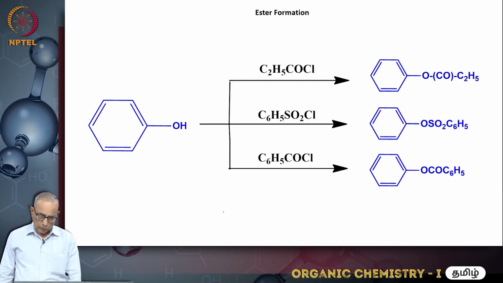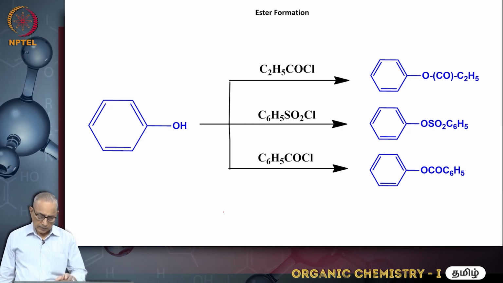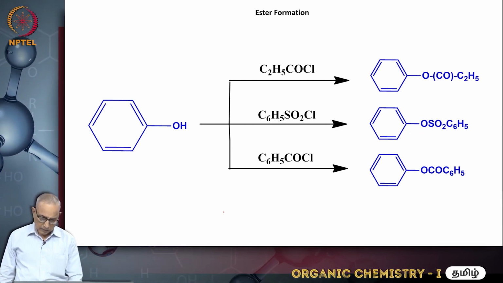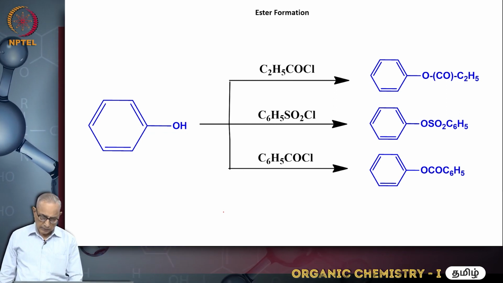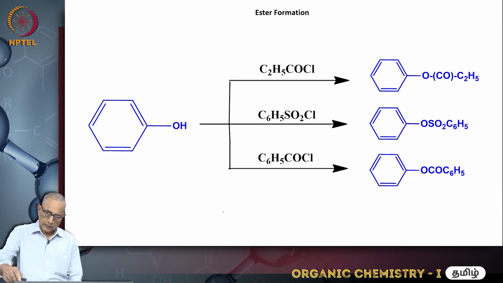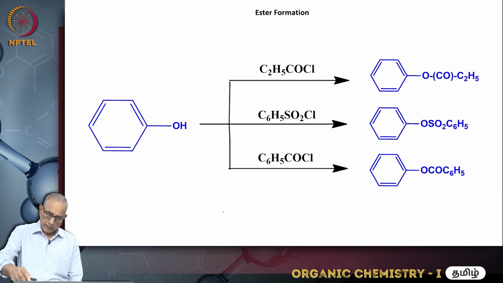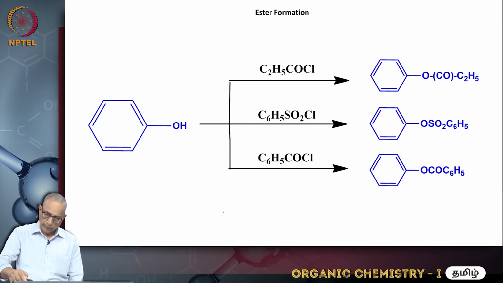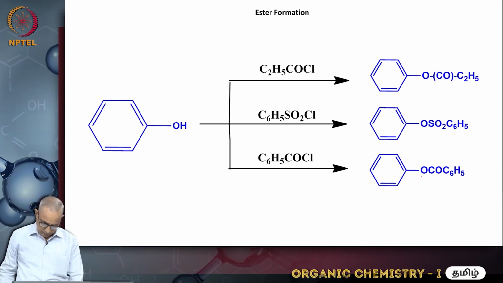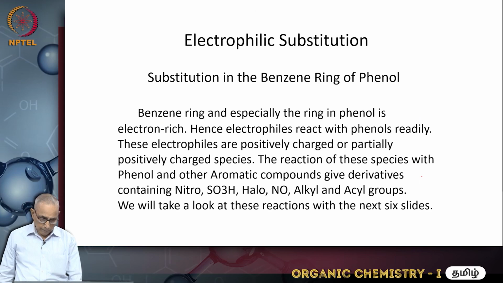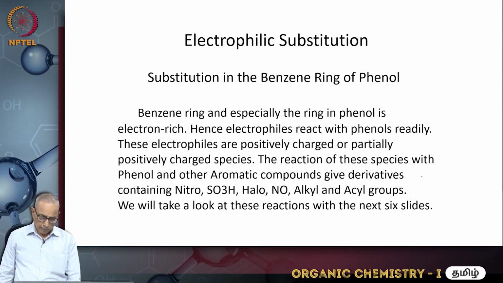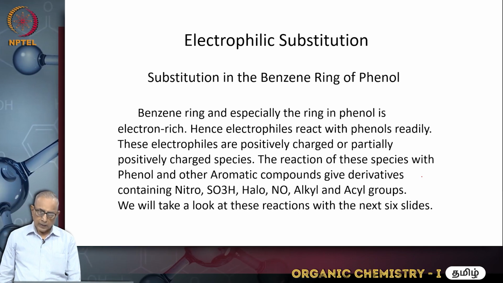Phenols form esters, like with propionyl chloride C2H5COCl, C6H5SO2Cl and C6H5COCl. These are all acid chlorides prepared from the corresponding acids. They react with the phenol hydroxyl group and form the propionate ester C2H5COO, the sulfonate C6H5SO2O, and the benzoate C6H5COO esters.